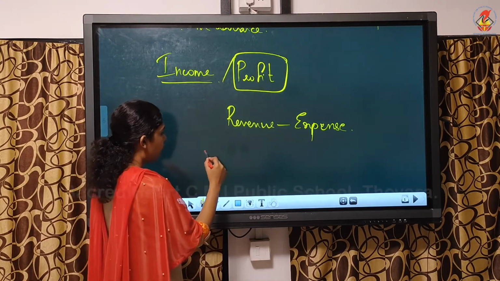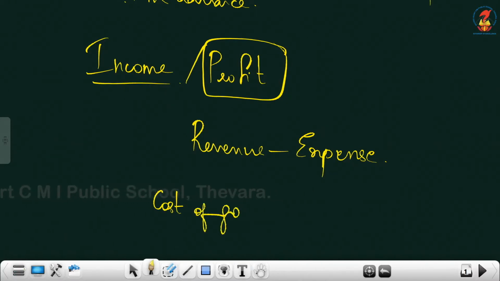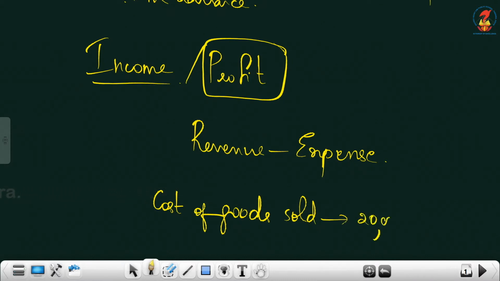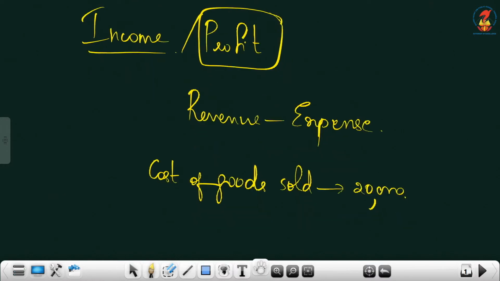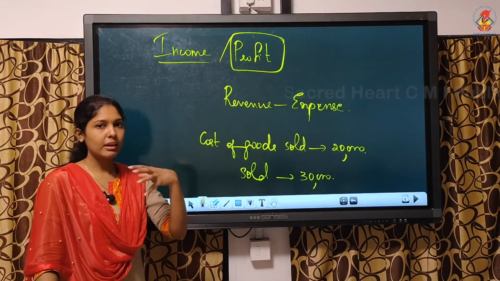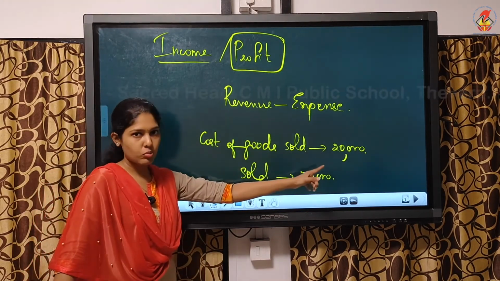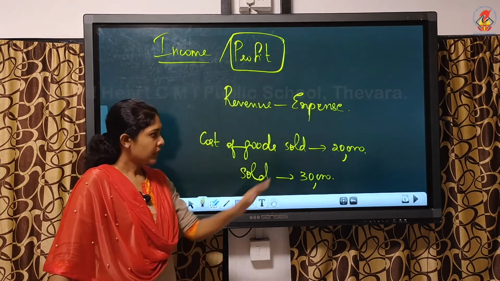Suppose you have spent, that is cost of goods sold. It's called cost of goods sold. For selling some goods you spent, say, rupees 20,000. And you sold, will you sell it for 20,000? No, you will be selling it for 30 or 35. That means you will be selling at a higher value, then only you will be getting an income or a profit. So cost of goods sold, the expense, is 20 and you sold it for 30,000.